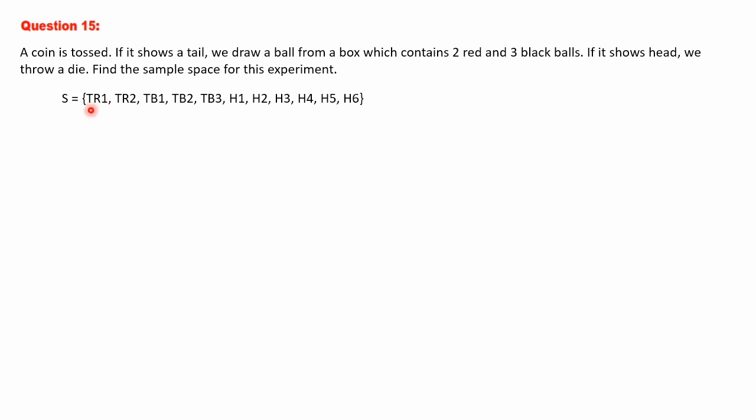If you are getting a tail, you will go to this box and you will take one ball from there. There are 5 balls, 2 red and 3 black balls. So from 2 red we can take R1 and R2.